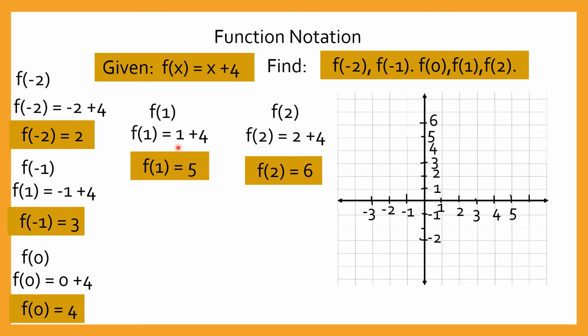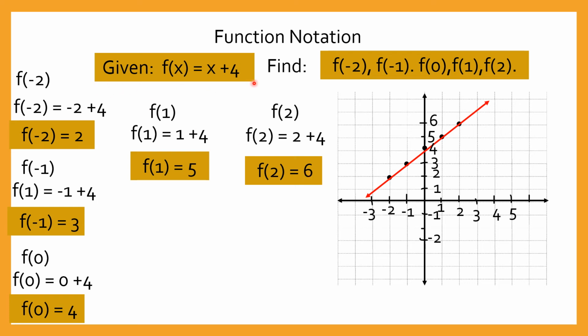What we want now is to show the graph. So you can just plot the points. The first point, negative 2, 2. The next is negative 1, 3. Negative 1 is x, 3 is y. And then 0, 4. And then 1, 5. And then 2 for x, 6 for y. Okay, connect the points, and that's the graph, a straight line.